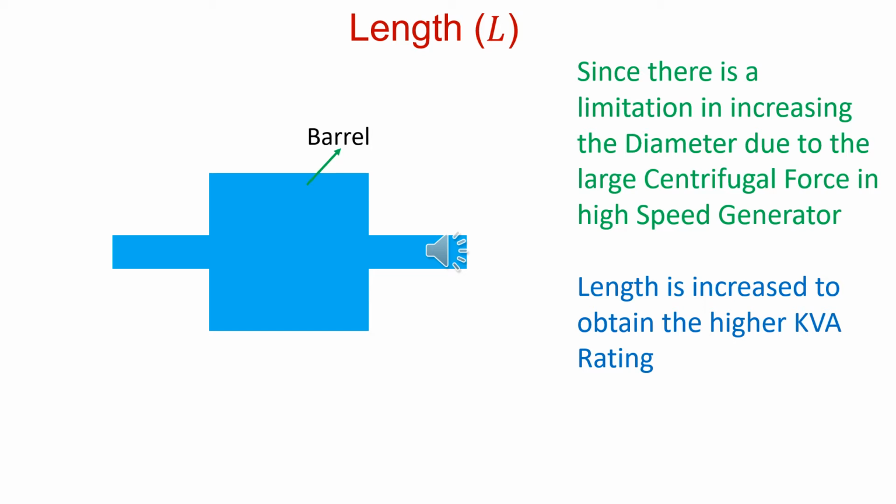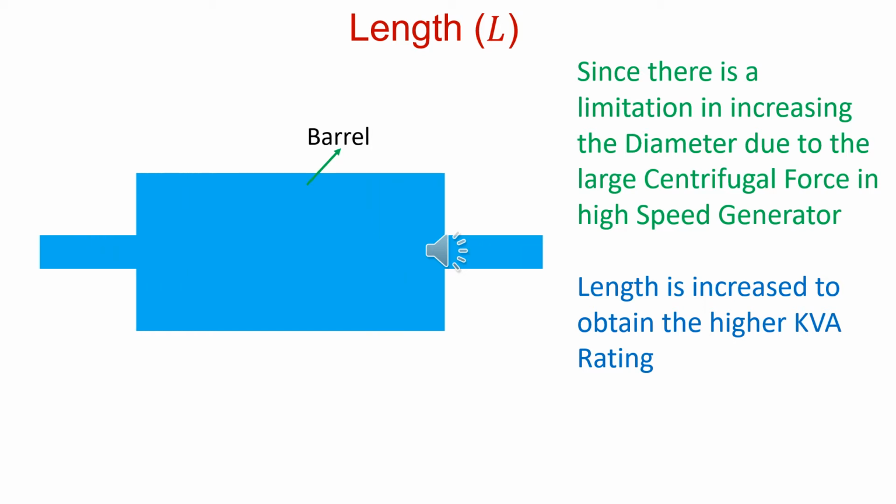Since diameter can be increased to a limited extent, KVA rating of the electrical generator is increased by increasing length of the generator. If you have visited a thermal power station, you will see that turbogenerators have large length but less diameter.